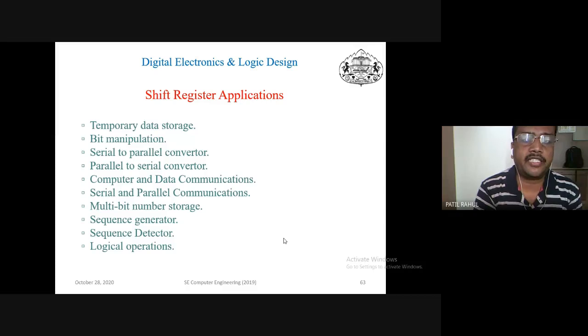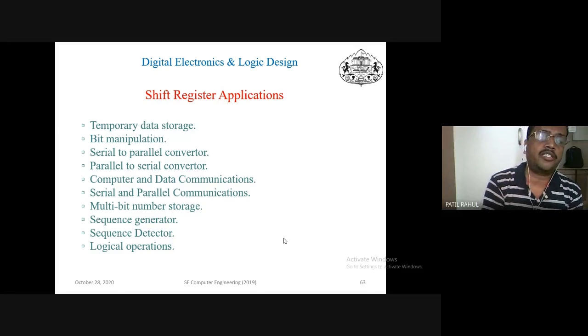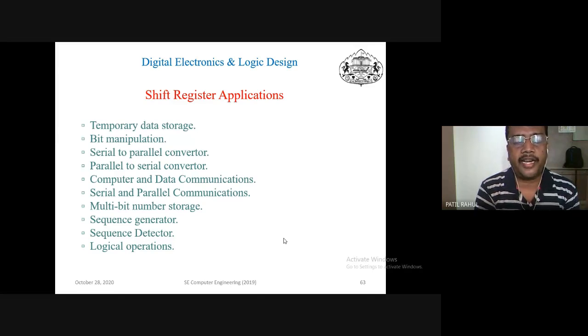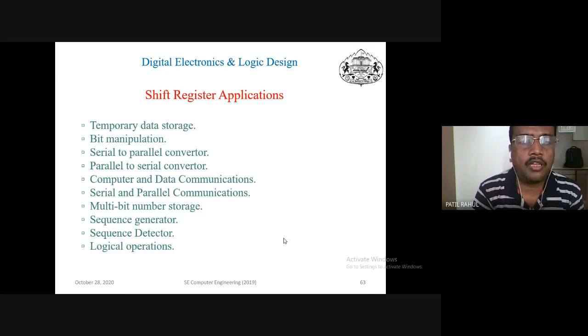Next application is the sequence generator. For the sequence generator you can also use the shift register. And the last application is the logical operation. Means if you want to perform any logical operation, whether it is an AND operation, OR operation, NAND operation, or NOR operation, at that time you can use the shift registers. So these are all the applications of the shift registers.